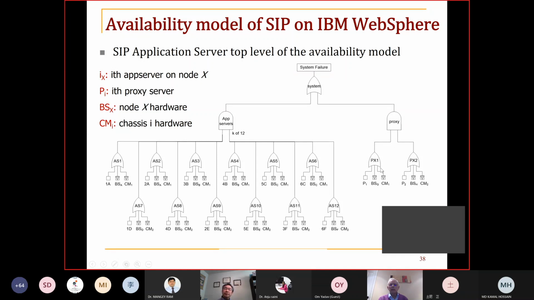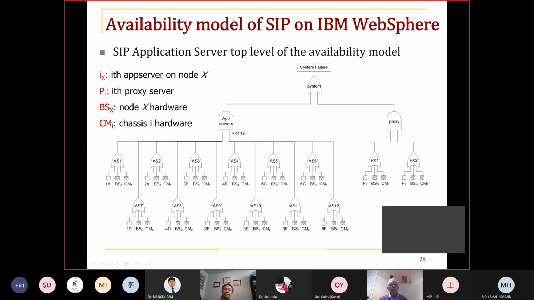And what does it mean for a proxy to be inaccessible, or more correctly, to have failed? Either the proxy software fails, this node stands for proxy software, or the blade server on which this proxy is located fails, or the chassis common part, like the midplane, power, and cooling of chassis 1 on which this blade server is located, fails. Similarly for proxy 2. So this gives you an idea of this particular part of the fault tree.